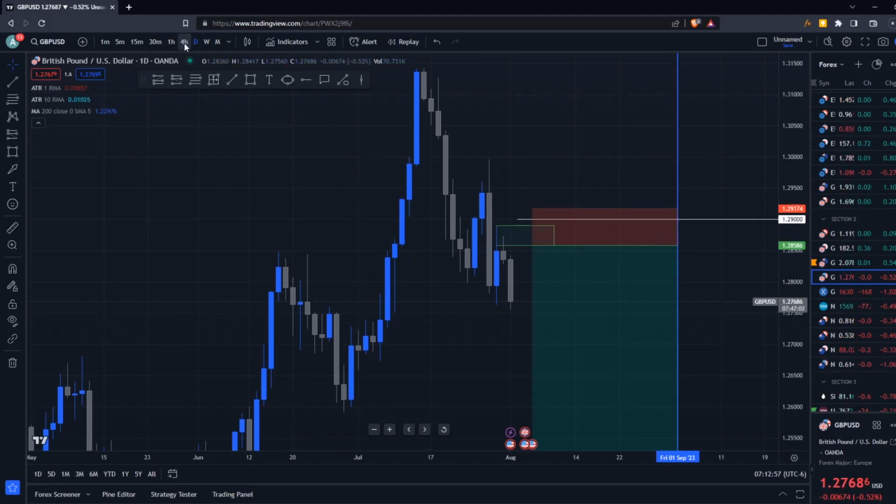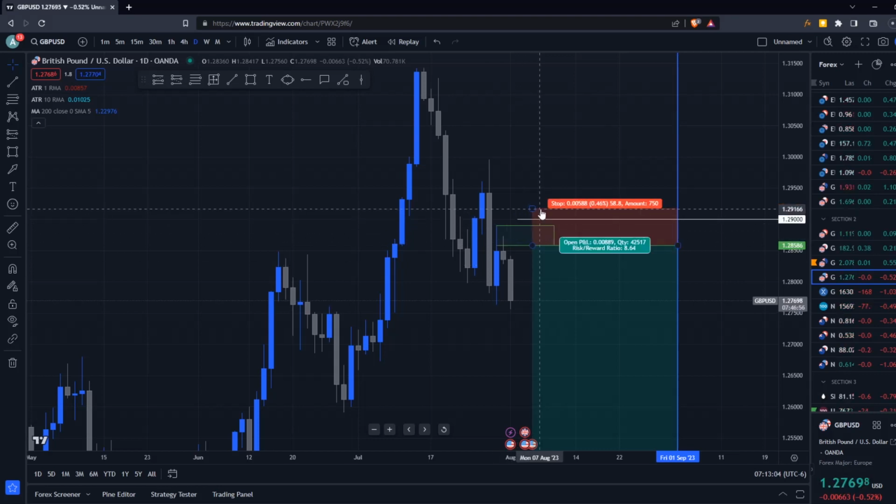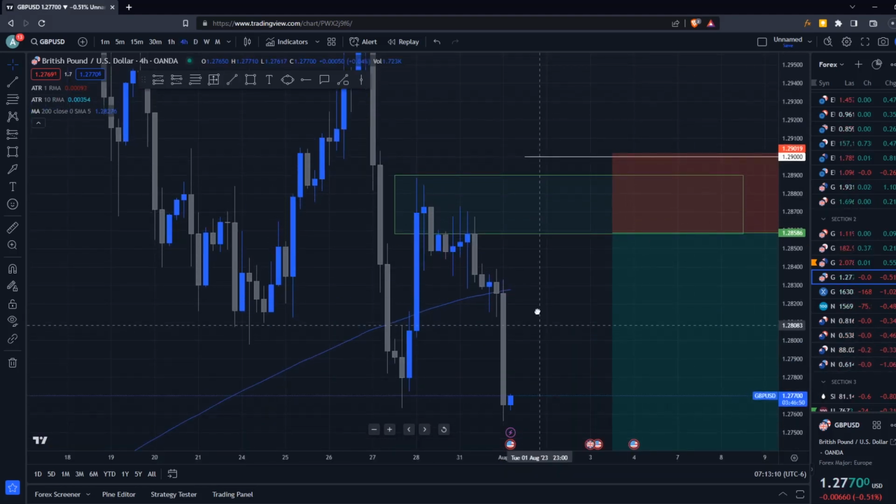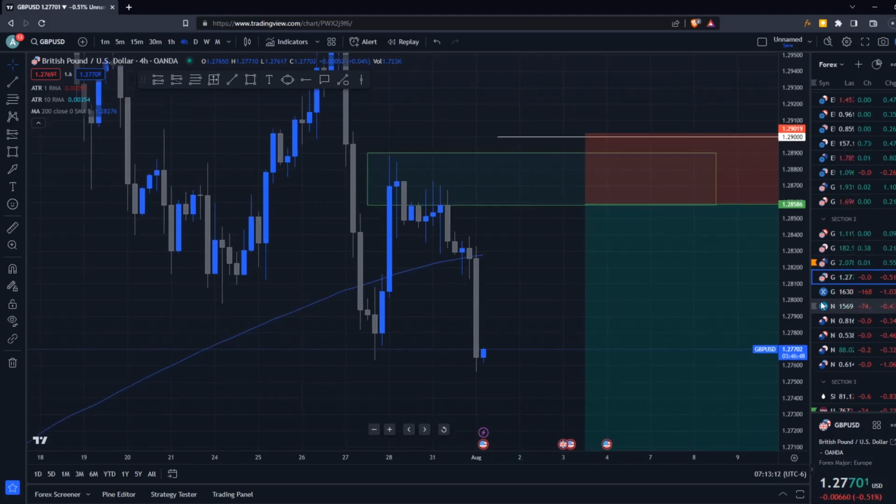So we've got to wait for price to come back up to here, get an entry, make sure structure shifts, and then place stops. If we're going to use stops, we'll place them above this zone. And you're looking for a 10 plus R, 10 times the money you're risking, which is good.